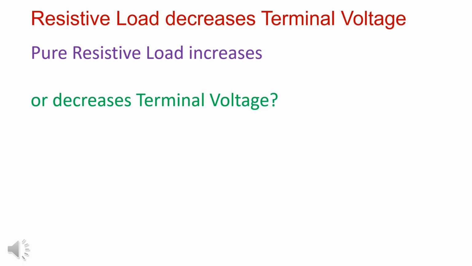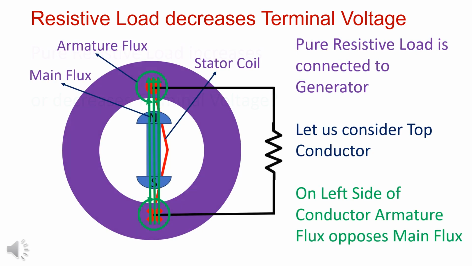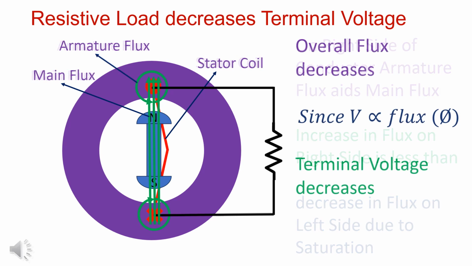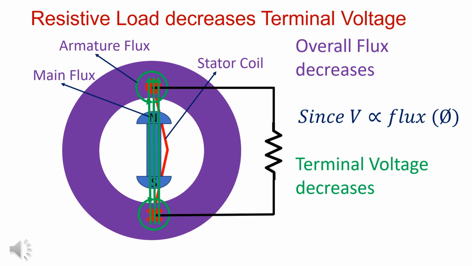Pure resistive load increases or decreases terminal voltage? Let us consider top conductor. On left side, armature flux opposes main flux. On right side, armature flux aids main flux. Increase in flux on right side is less than decrease in flux on left side due to saturation. Resultant flux decreases. Since terminal voltage is proportional to resultant flux, it decreases.